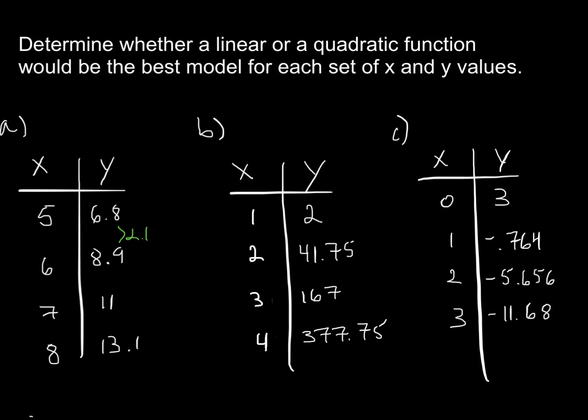So I subtract 8.9 minus 6.8, I get 2.1. 11 minus 8.9, I get 2.1. And if I do 13.1 minus 11, I'll get 2.1 as well. And since the change in x is always going to be 1, then I'm finding out that this is going to be most definitely a linear model.